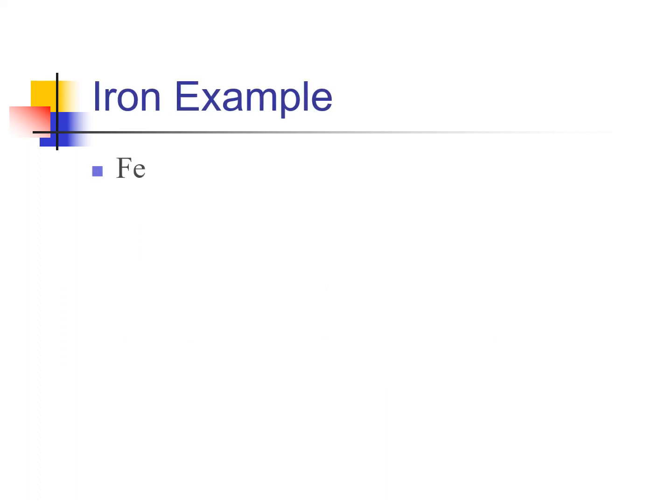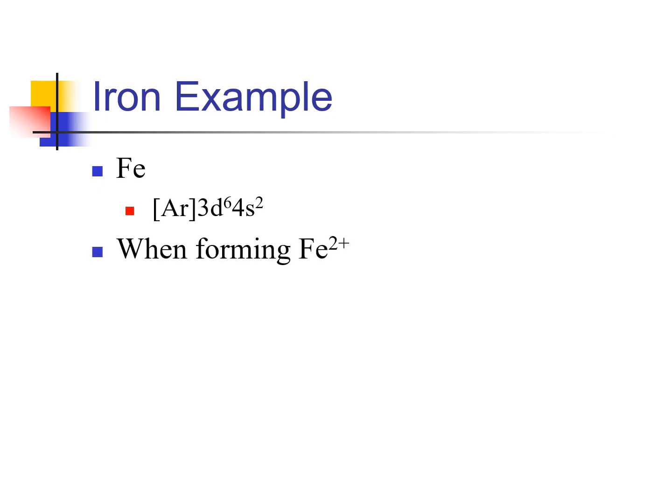So for example, with iron. This is iron's electron configuration. When iron forms an Fe2+, it's actually going to lose the 4s2 electrons first. It's losing the valence electrons first. But notice, this is not the electron configuration of argon. It has that 3d piece to it that argon doesn't.